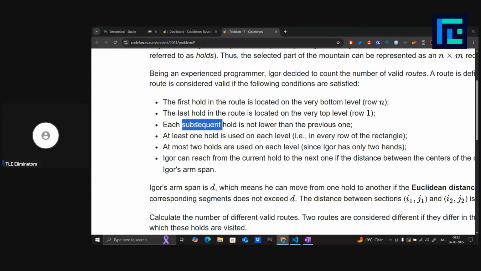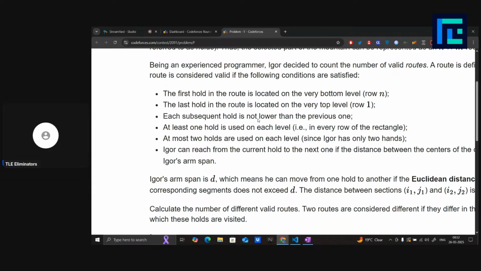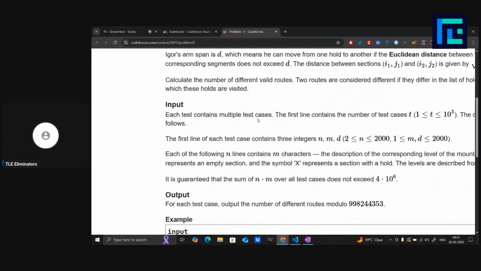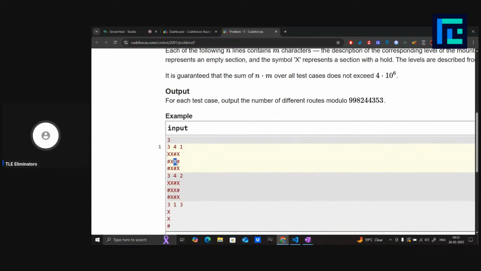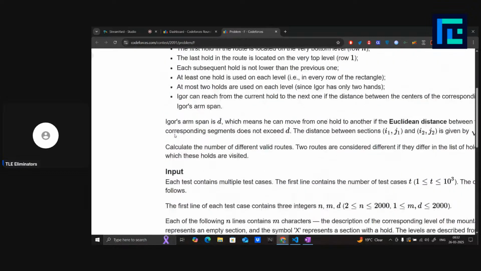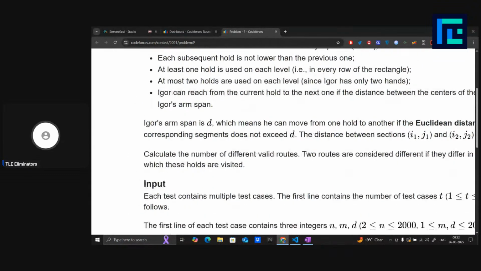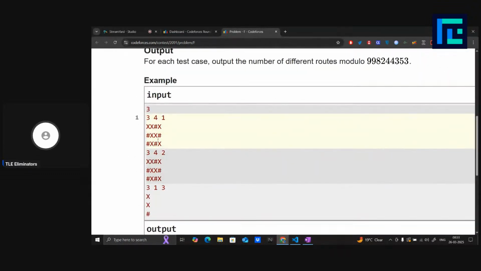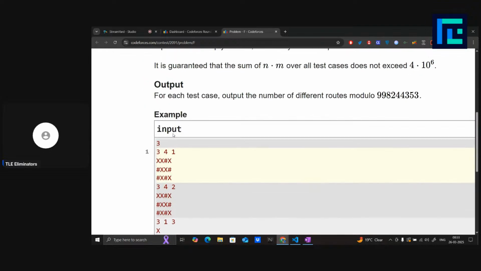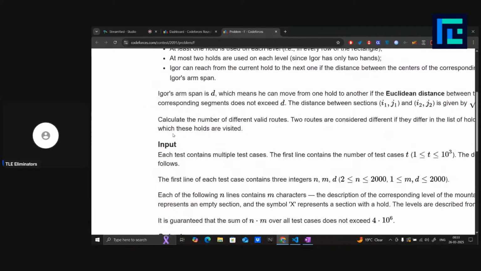Each subsequent hold is not lower than the previous one. So basically, we cannot go down. Like as soon as we are here, we cannot again go down here. Okay. At most, two holds are used on each level. So basically, we cannot go here, then here on this one, and then go here. Basically, we cannot move on the same level more than two times. On each level, there have to be at most two holds.